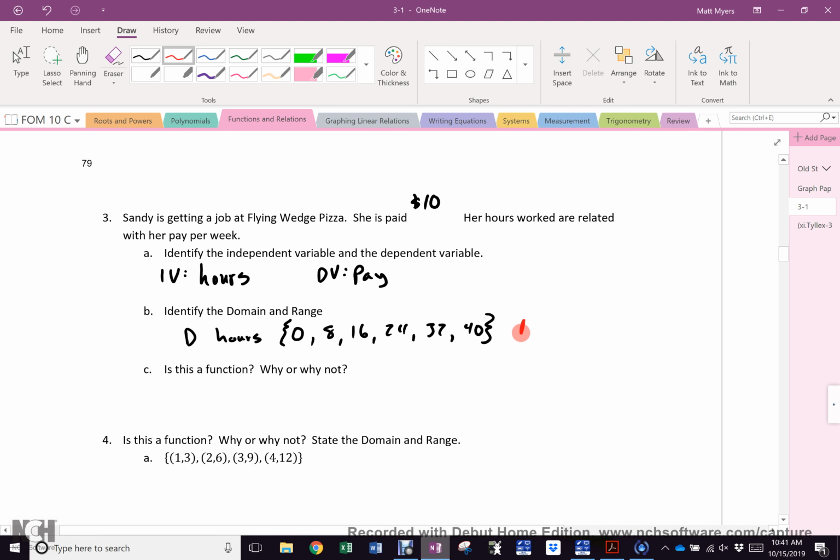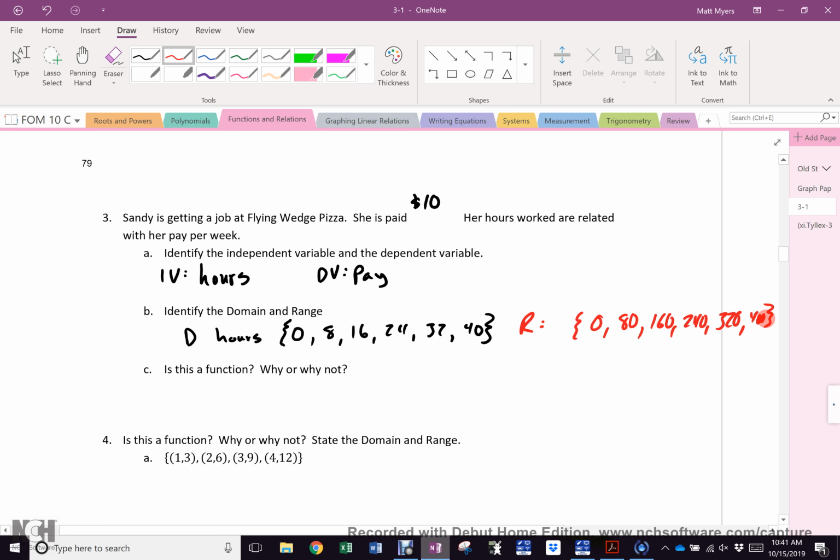What is our range then? It's her pay. So if she works no hours, how much does she make? 0. What if she works 8 hours? 80. She gets $10 per hour. Then what? 160. Then what? 400. And it's a squiggly bracket. Does everybody understand?